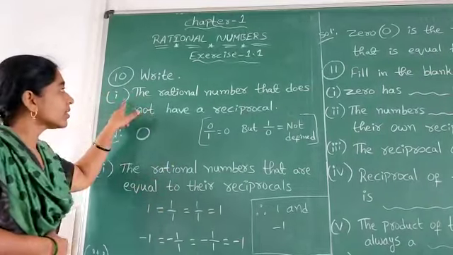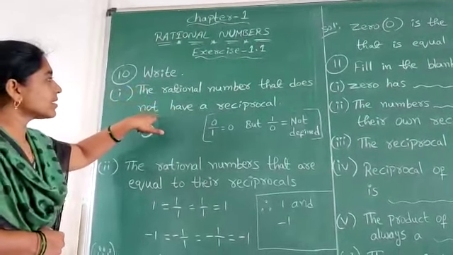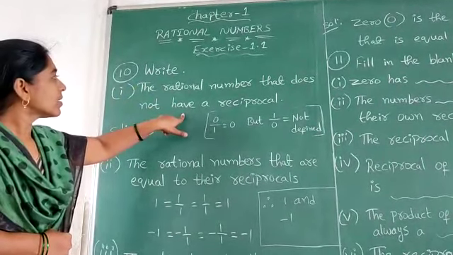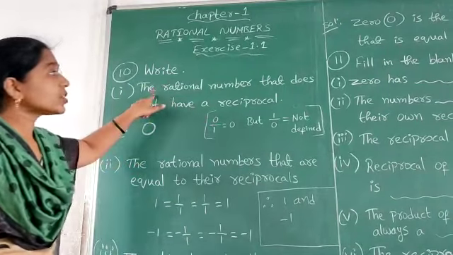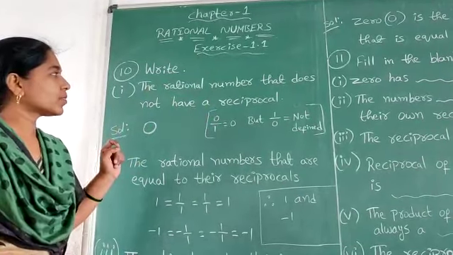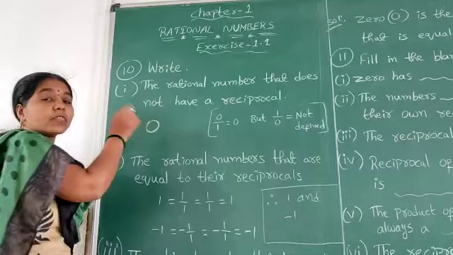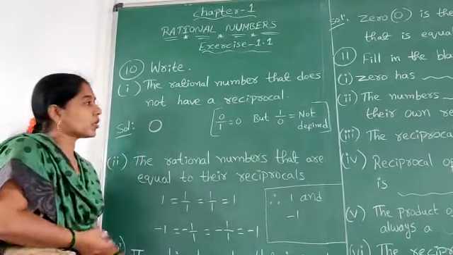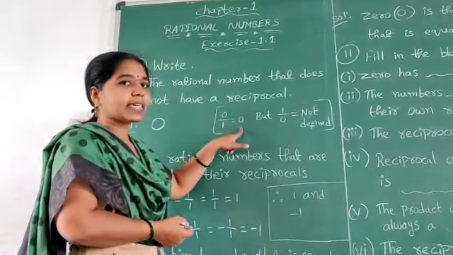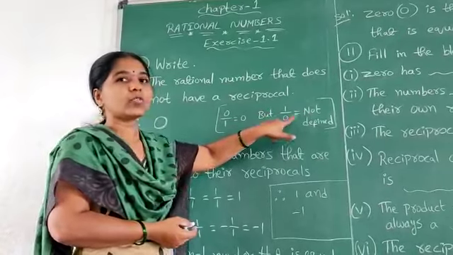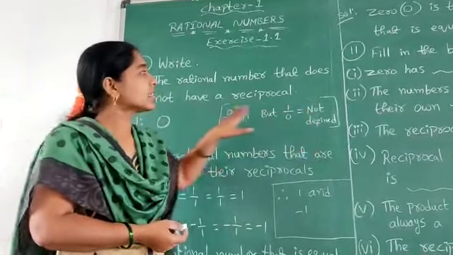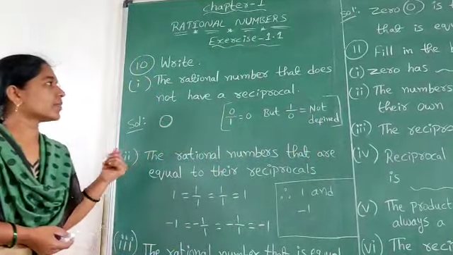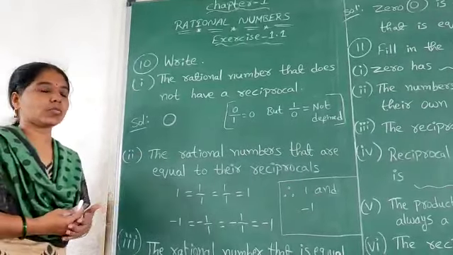The next question: write the rational number that does not have a reciprocal. Which rational number does not have a reciprocal? That is 0. Why does 0 not have any reciprocal? Means 0 by 1 we take as 0, but 1 by 0 is not defined. For that reason we say the rational number that does not have a reciprocal is 0.